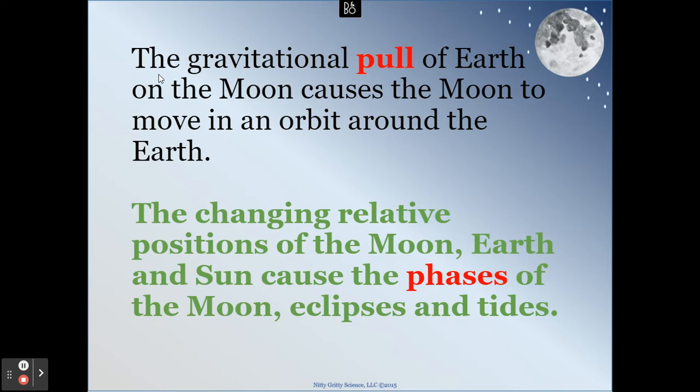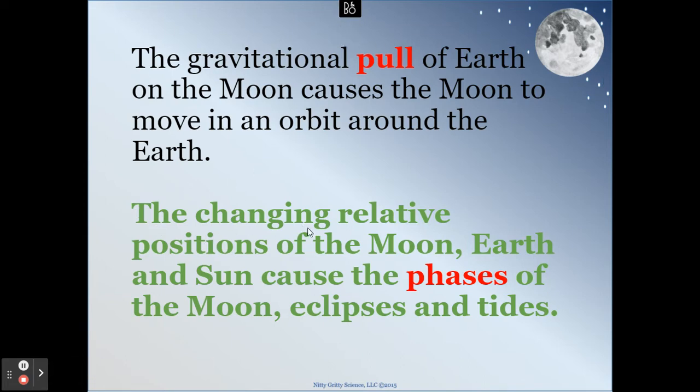All right, so why do we have the moon? Why is it orbiting us? It's because the gravitational pull of Earth on the moon causes the moon to move in an orbit around the Earth. So be sure you write that word pull down on your paper in that next blank. All right, or it's just like gravity and inertia we've been talking about all last unit.